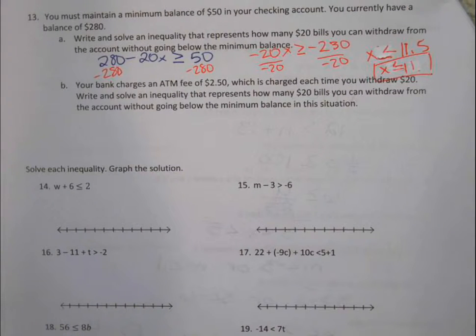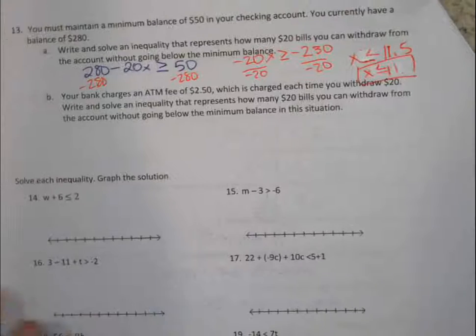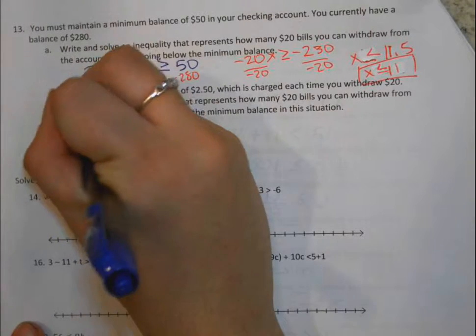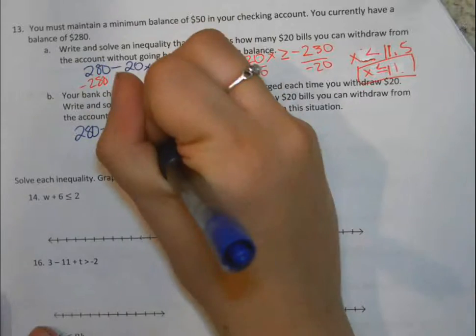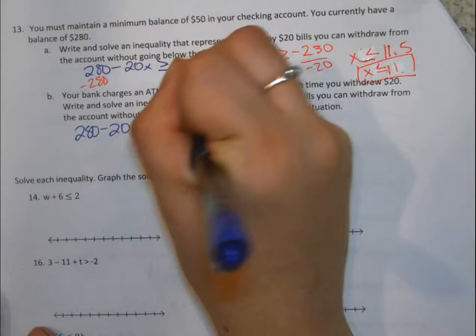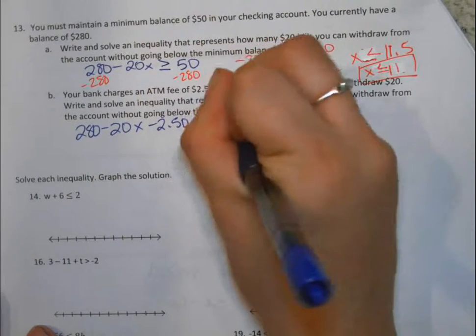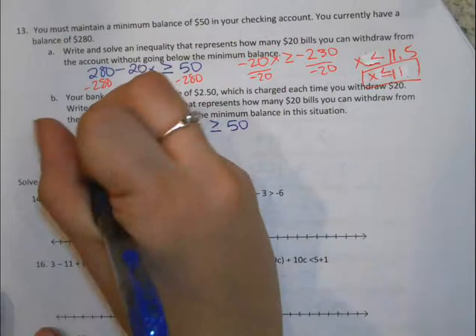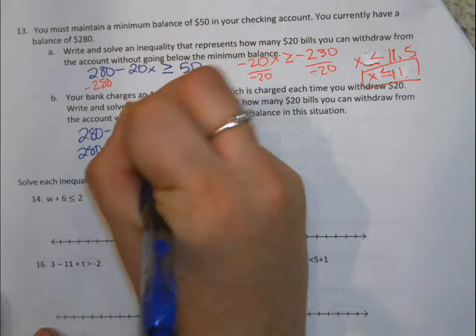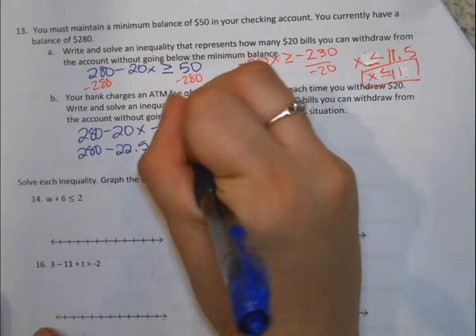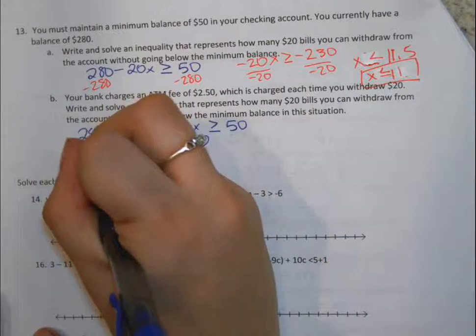It charges me a fee of $250, and it wants me to represent a new inequality. So this time I still have the $280. I'm subtracting $20 every time I have a bill. And then I'm also subtracting $250 every time I have the bill taken out. And it still needs to be greater than or equal to 50. So I'm going to combine like terms. I have minus 22.50x greater than 50. I'm going to subtract the 280.